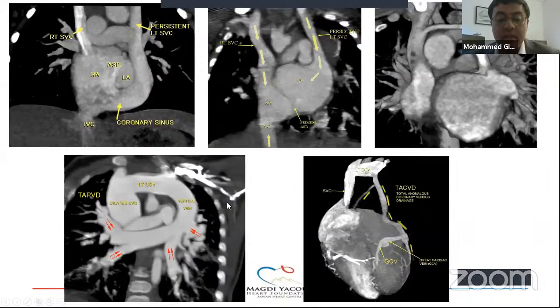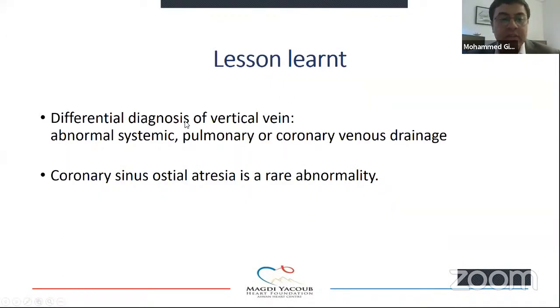Okay, the third and unusual differential diagnosis: if this vertical vein drains the coronary veins, as we mentioned. Okay. Lesson learned here: differential diagnosis of vertical vein: abnormal systemic, pulmonary, or coronary venous drainage. Coronary sinus ostial atresia is a rare abnormality.